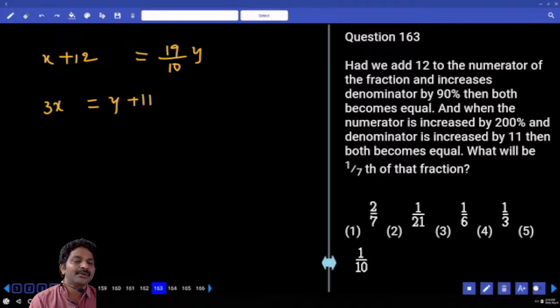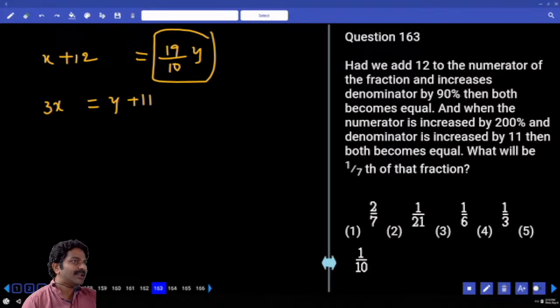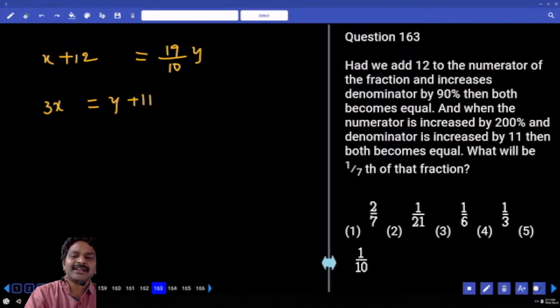So now what I'll do is concentrate. After this we have two ways to do it. Two equations, two variables, do something and then get the answer. But what I'll concentrate on is 19 by 10 into y. What is the denominator there? 10. Then y must be a 10 multiple. I'll start by taking y equal to 10. Let's see. 10 gets cancelled.